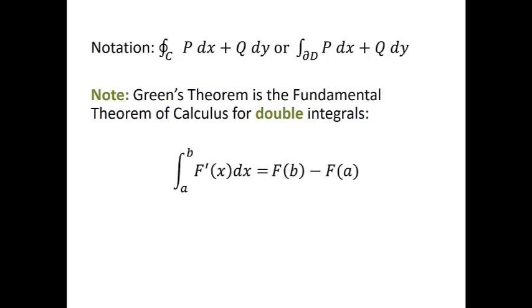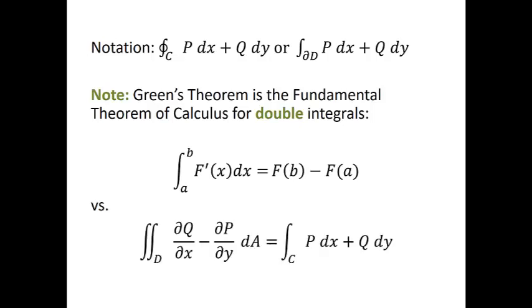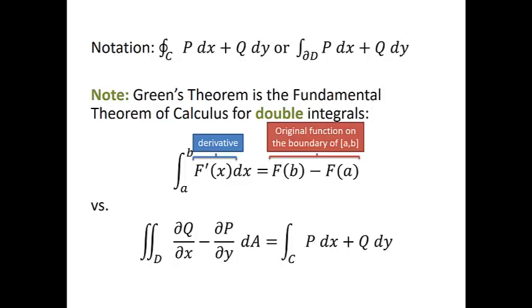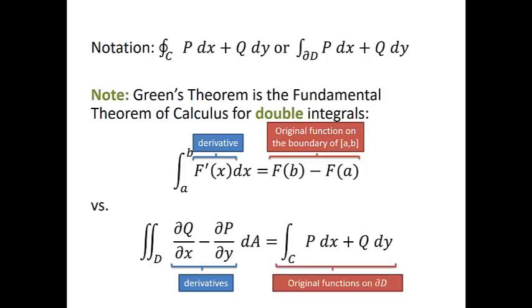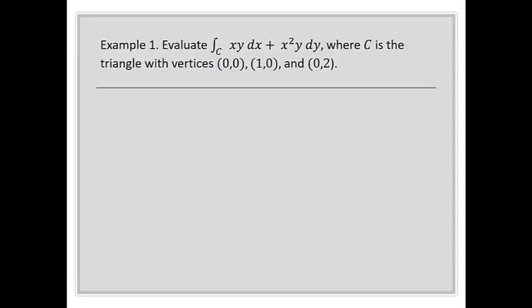So here's our old Calc 1 fundamental theorem of calculus, and let's compare that to Green's theorem. In our old fundamental theorem from Calc 1, note that we integrate a derivative, and the result is the original function on the boundary of the interval a to b. With Green's theorem, again, we're integrating derivatives, and the result is the original functions on the boundary. Great. So let's see Green's theorem in action in a couple of examples.